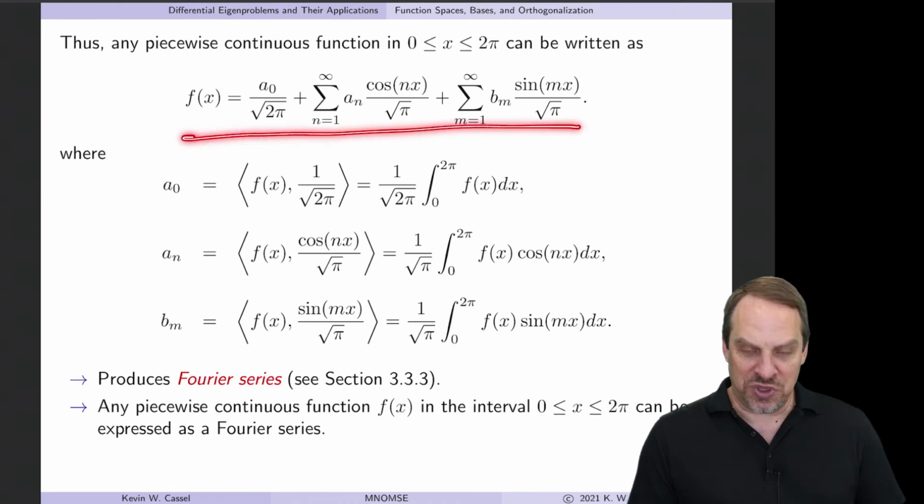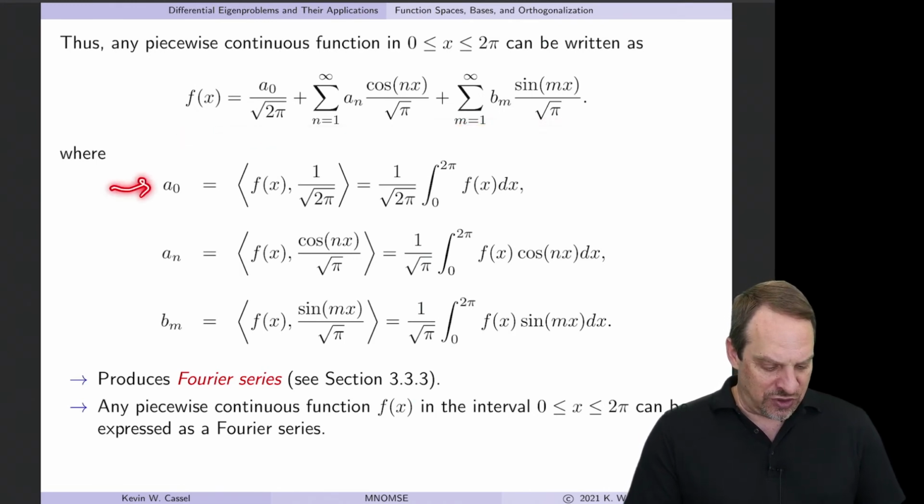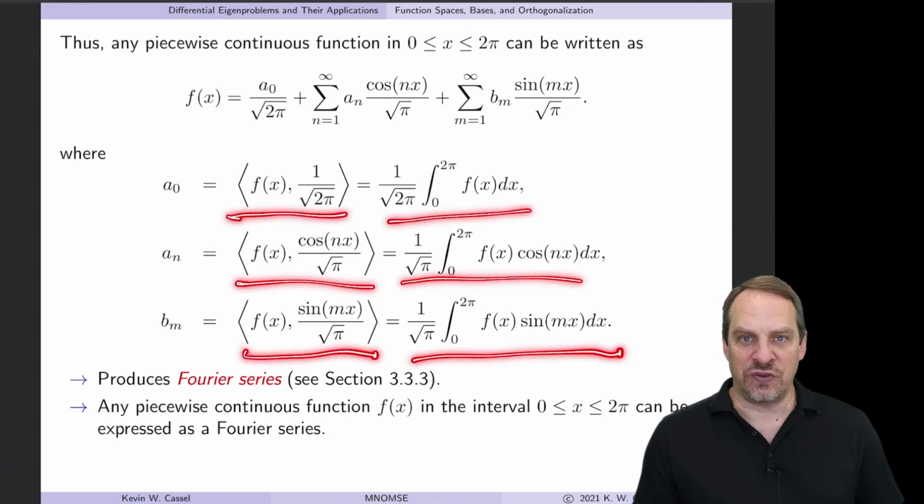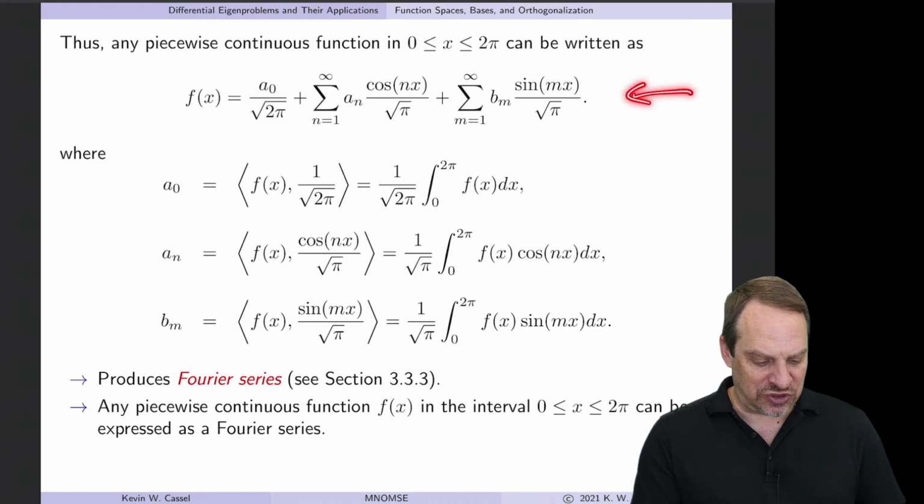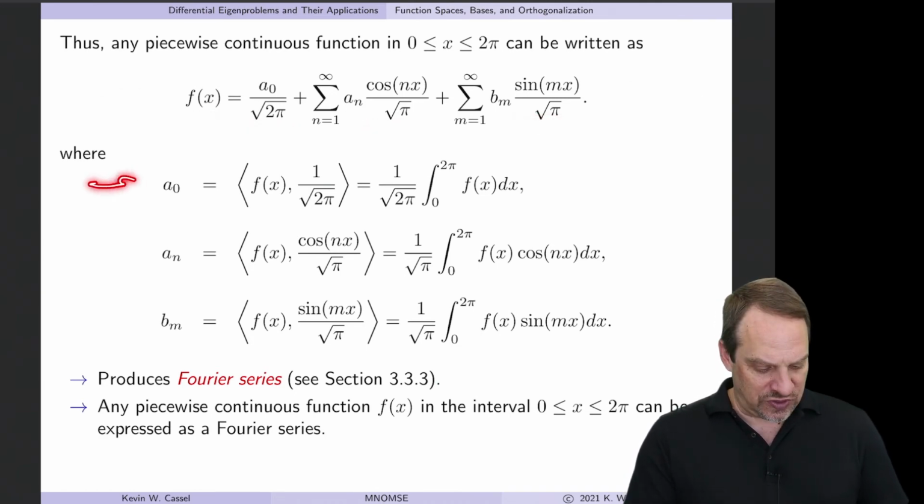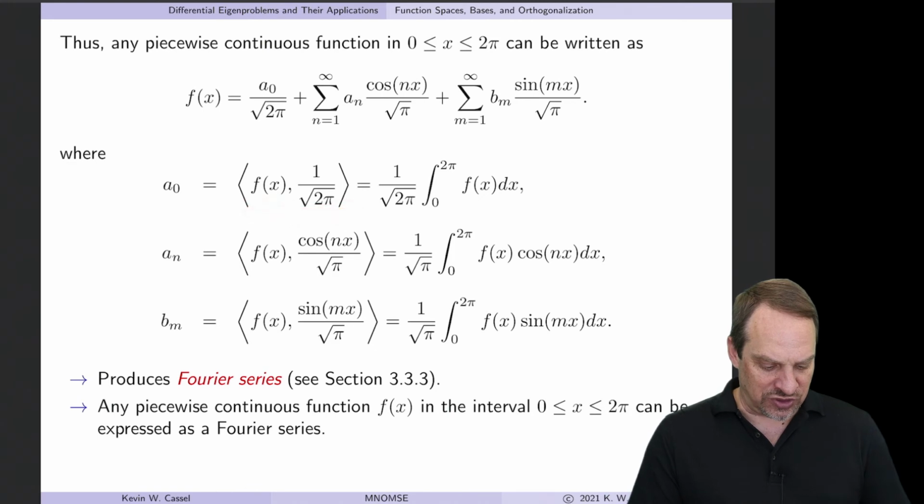This may look familiar. The a0, an, and bm coefficients then are just inner products, and these are the Fourier coefficients in a Fourier series. So this expression right here is the Fourier series expansion of f of x in terms of a constant, cosine nx, sine mx terms. And these coefficients arise because of the inner products, the projections of the f's on each of the functions, as we had in the previous case.